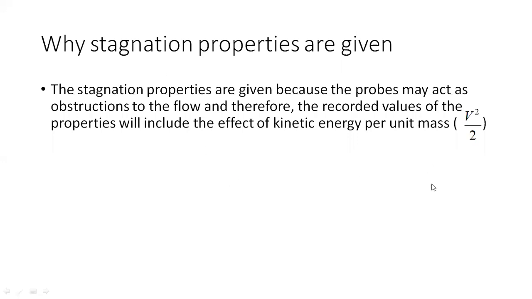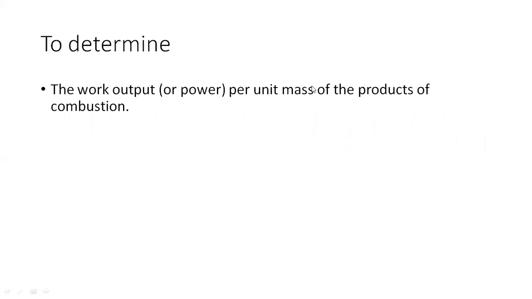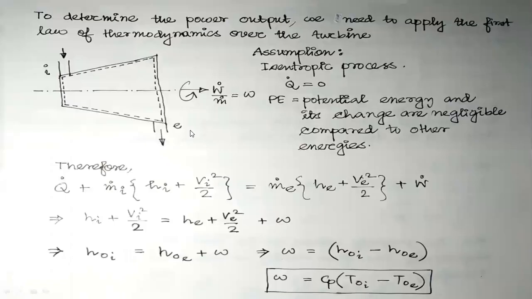Now we move to the next slide. In this problem, the objective is to determine the work output, or the power per unit mass, of the products of combustion. Now to determine this, let us see what the control volume is. Say this is the control volume, that is the gas turbine. I have shown the control volume with the dashed lines.